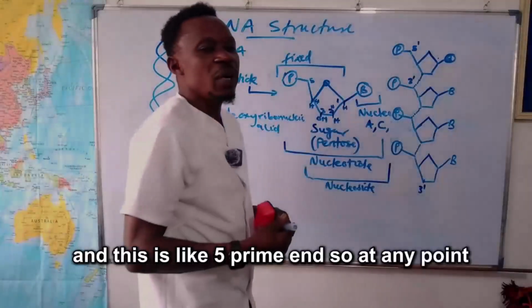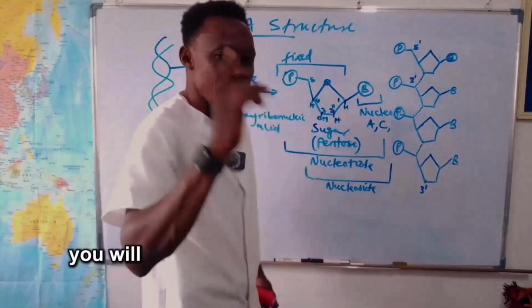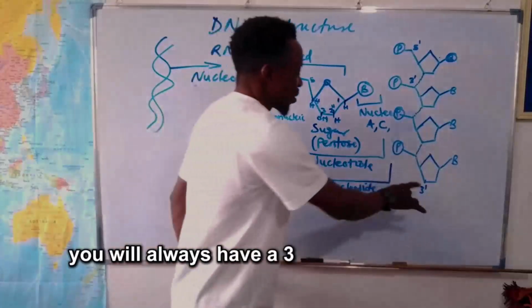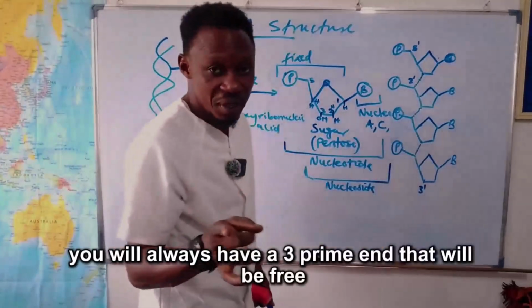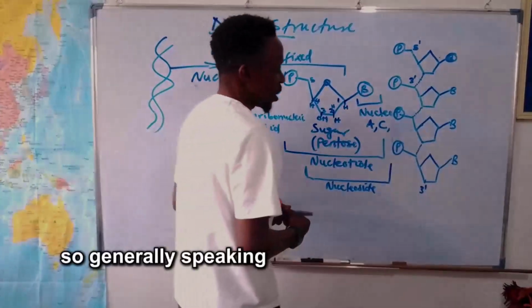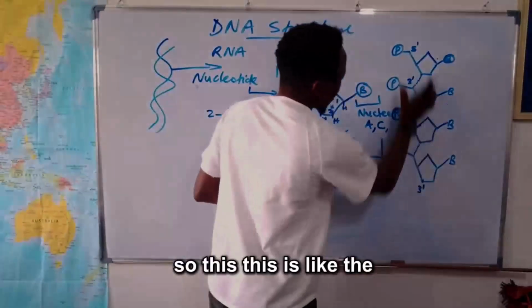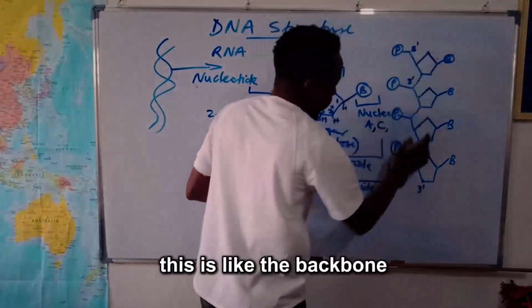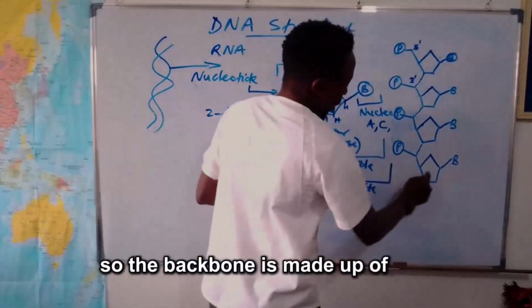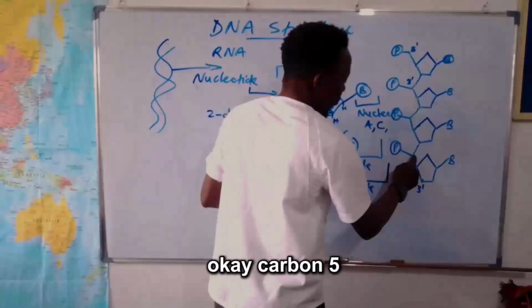So at any point that you cut the strand of the DNA, you will always have a 3' end that will be free and a 5' end that will also be free. So generally speaking, you got a base, carbon, sugar. So this is like the skeleton. This is like the backbone. So the backbone is made up of sugar, okay, carbon 5.